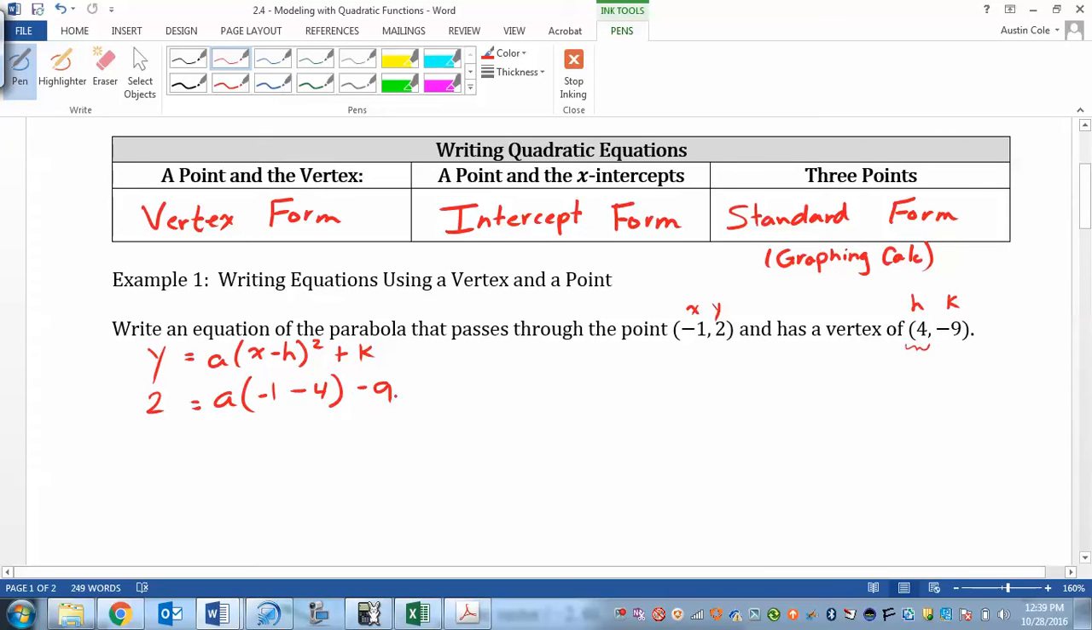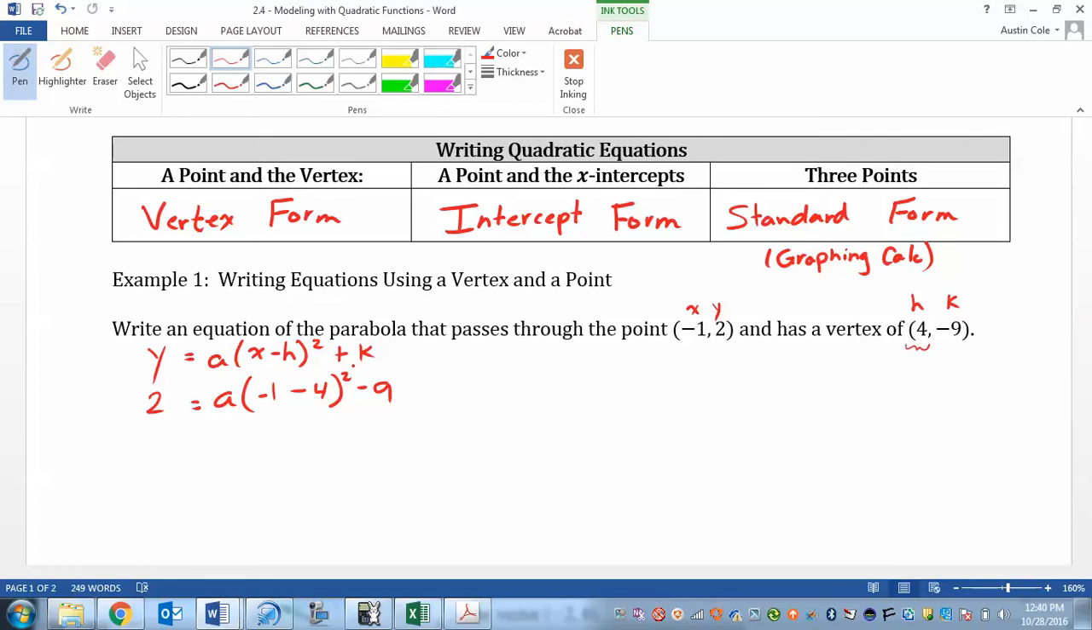Questions with anything I've done so far? I've plugged everything in. Now, I can simplify this. Liam, thank you. I saw just as you raised your hand. He raised his hand.